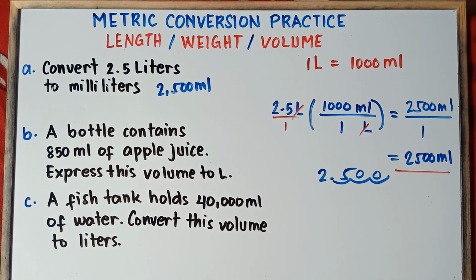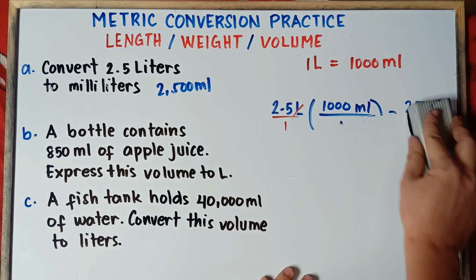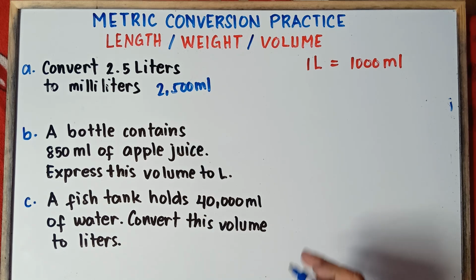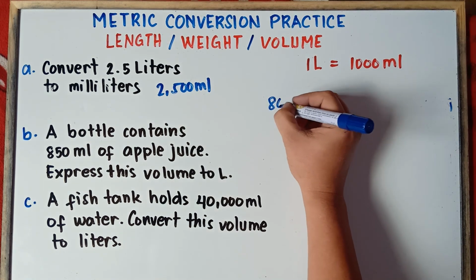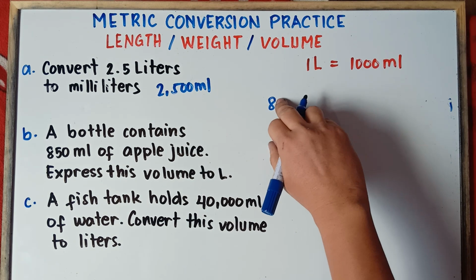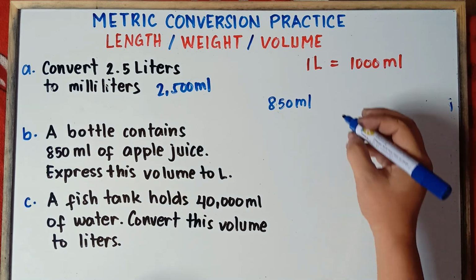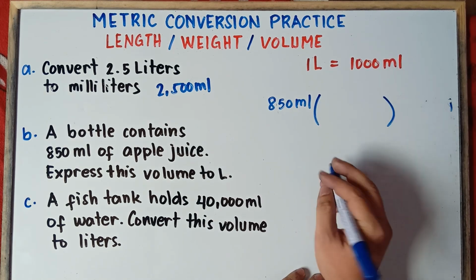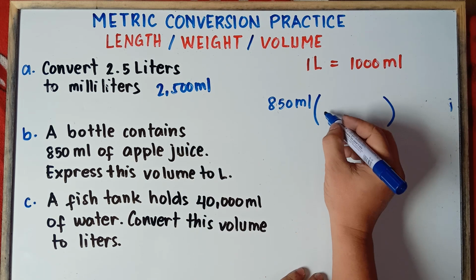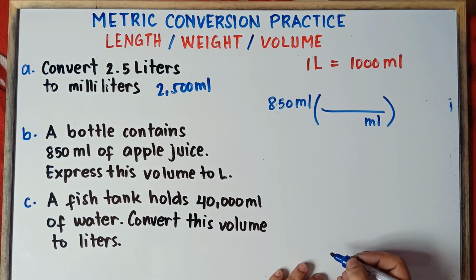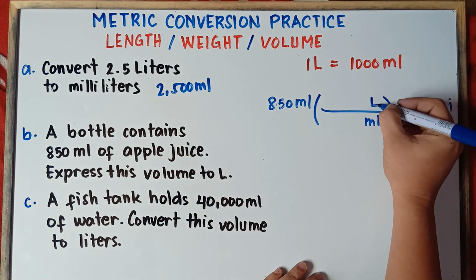A bottle contains 850 milliliters of apple juice. Express this volume to liters. Alright, so we convert milliliters to liters. So our given is 850. So 850 milliliters convert to liters. Alright, so you put parentheses. If this is milliliter for our given, the units on the denominator must be also milliliter. And then we convert that into liter.